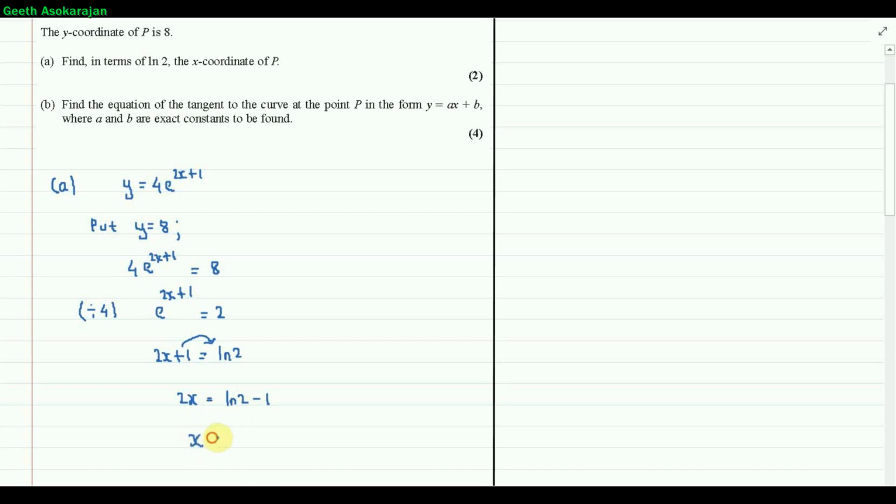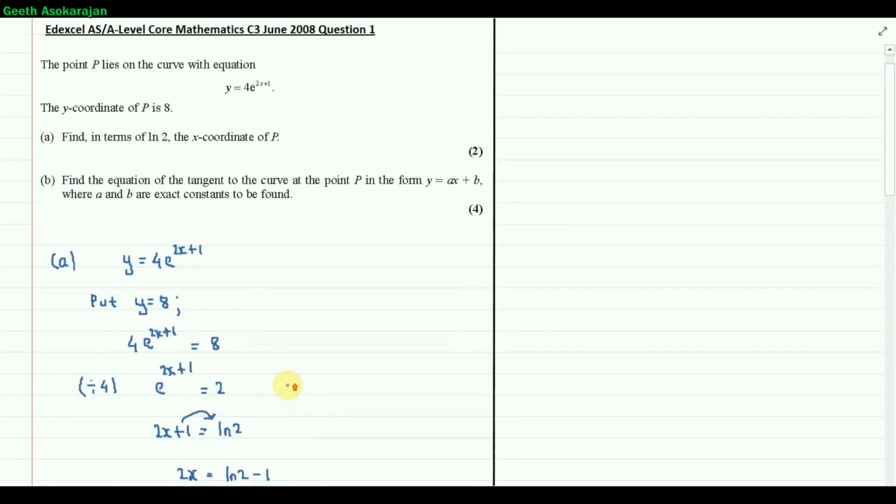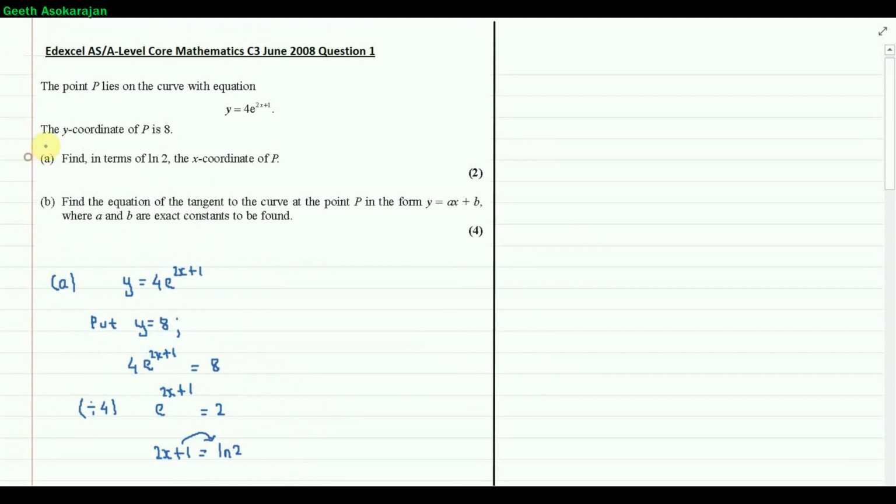Rearranging for x is going to be dividing both sides by 2: ln2 minus 1, all divided by 2. So that should be the x coordinate of P. So the x coordinate of P in this case is (ln2 minus 1) divided by 2. So that completes part A.